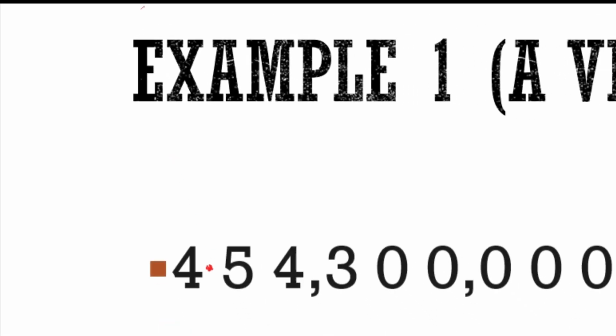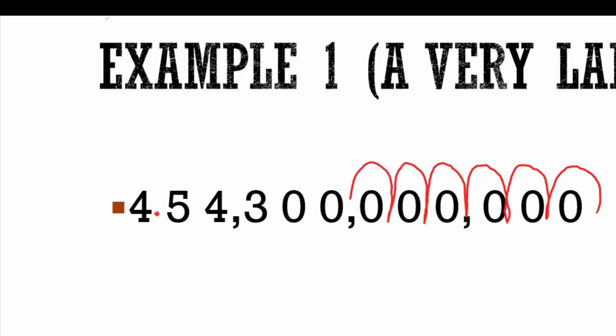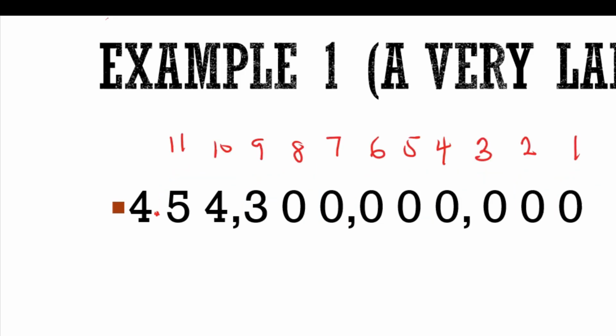Let's start with our first example. We have a very large number. The number is 454 billion 3 million. We are asked to write the number in a standard form. What is the first thing you do? Now we have to move the decimal point to the left of the number until we reach a number that is between 1 and 10.